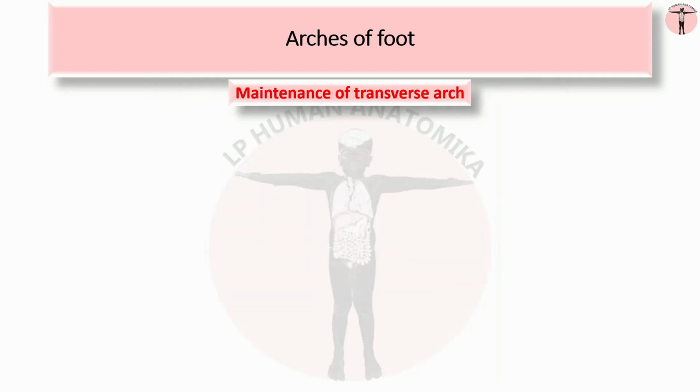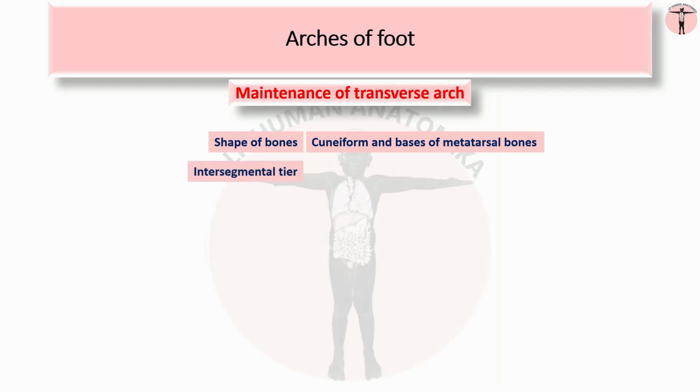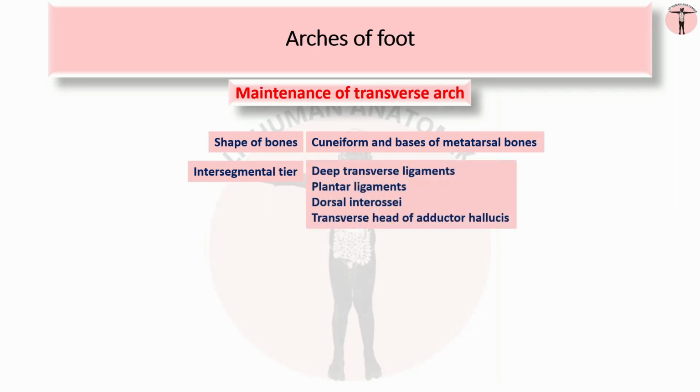Now coming to the maintenance of the transverse arch, the shape of the bones maintaining the transverse arch are the marked wedge shaping of cuneiform bones and the bases of the metatarsal bones. The inferior edges of the bones of the transverse arch are tied together by the intersegmental ties, which are deep transverse ligaments, the strong plantar ligaments, and the origins of the plantar muscles from the forepart of the foot, the dorsal interossei, and the transverse head of the adductor hallucis.